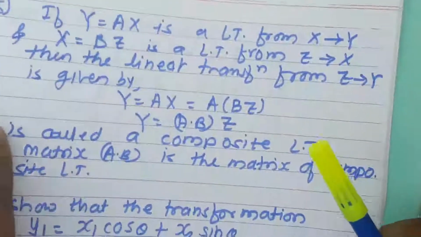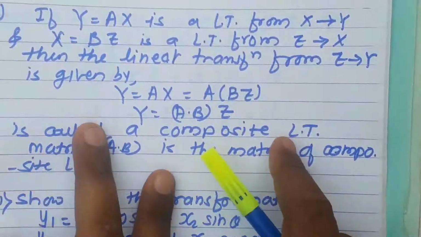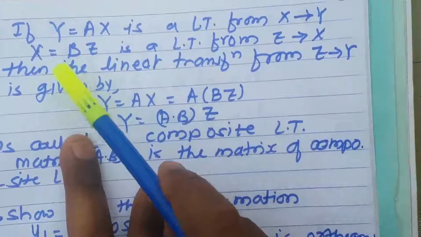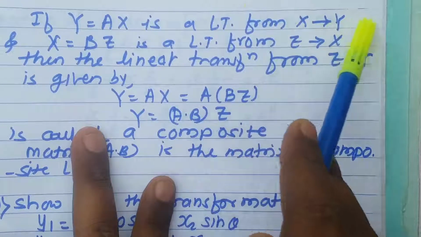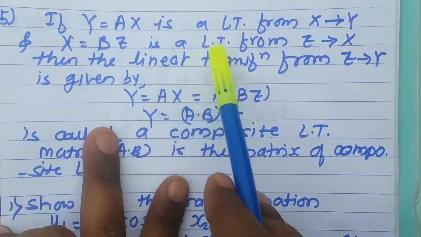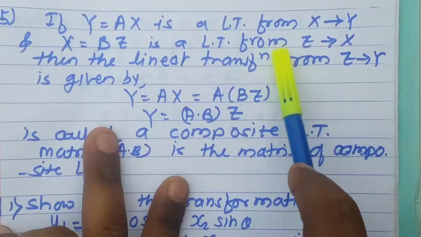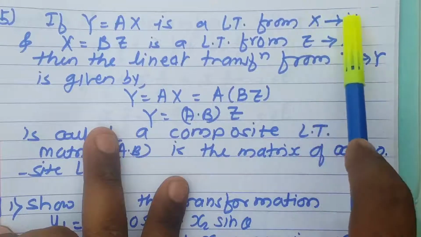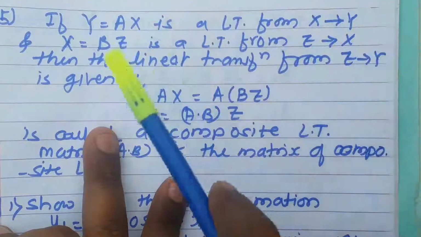Now the next definition is very important, the definition of a composite linear transformation. Like composite functions, we have composite linear transformations also. If y equal to Ax is a linear transformation that maps x to y, and x equal to Bz is another linear transformation which maps z to x. So what situation do we have here? z is going to x, x is going to y, so z can go to y, right?